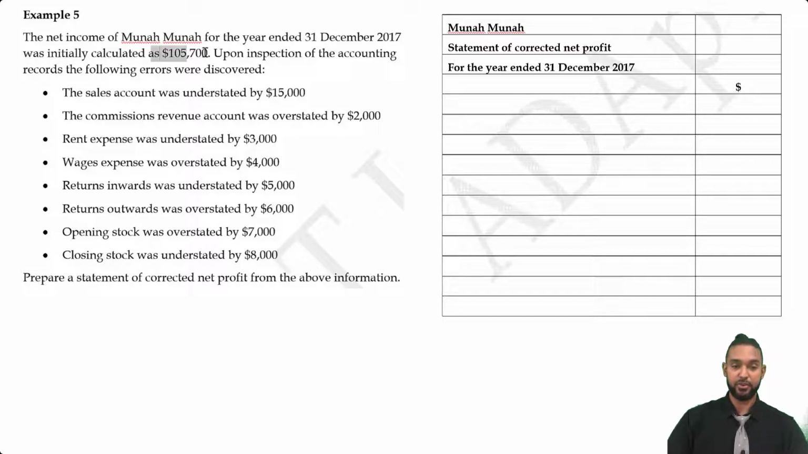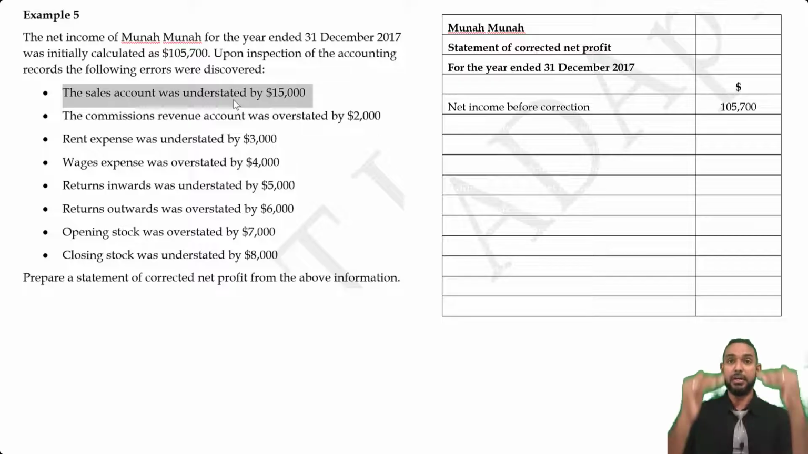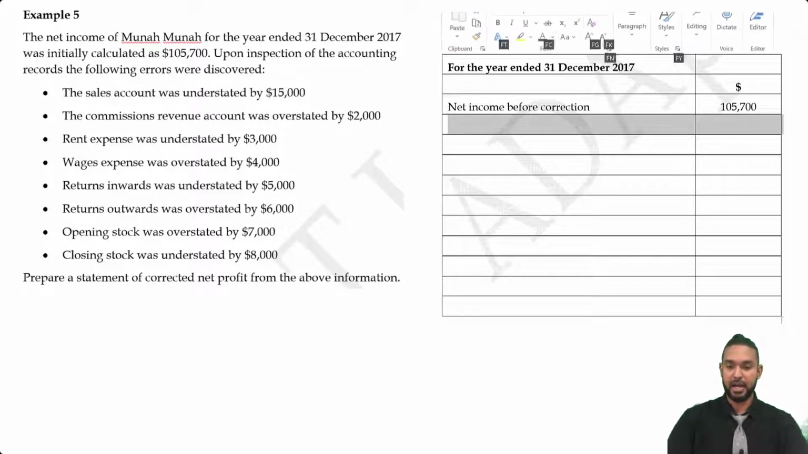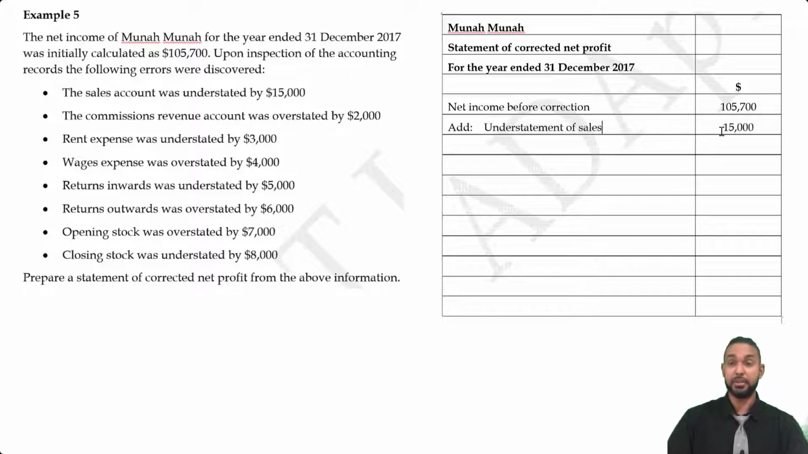So we are going to start off with 105.7 as our net income before correction and do one item at a time. So let's start off with our sales figure. Sales was understated. Sales is a revenue. Understated means it's too low. To correct it, we have to increase it. When you increase revenue, profit goes up as well. So we are going to have to add the understated sales amount in the process of correcting net income.